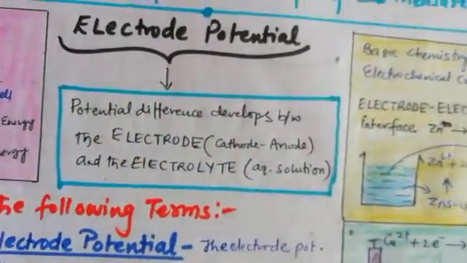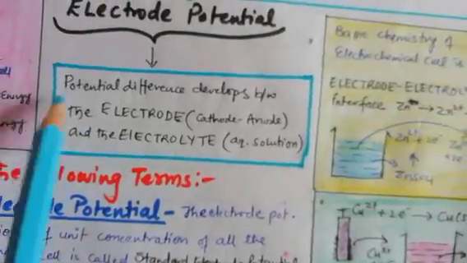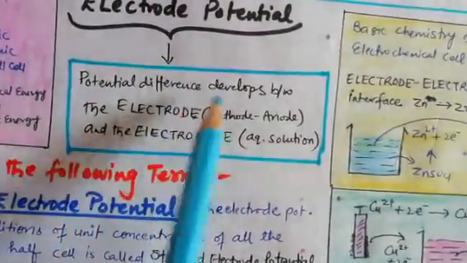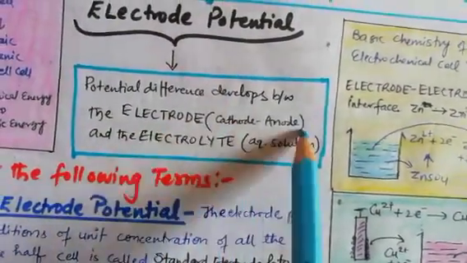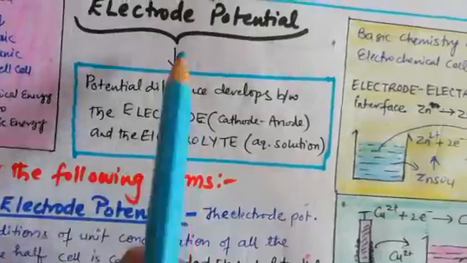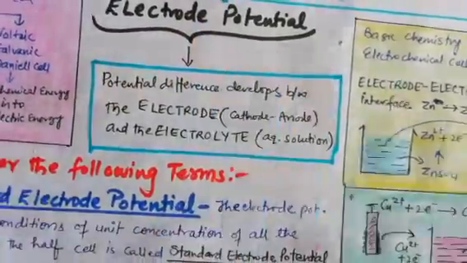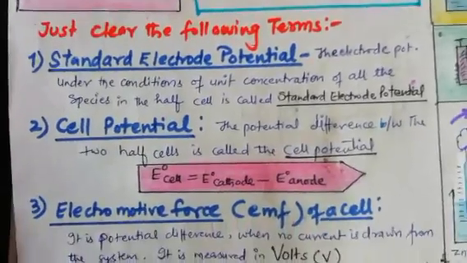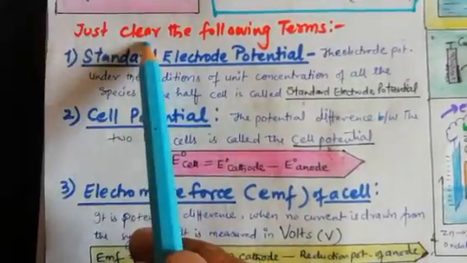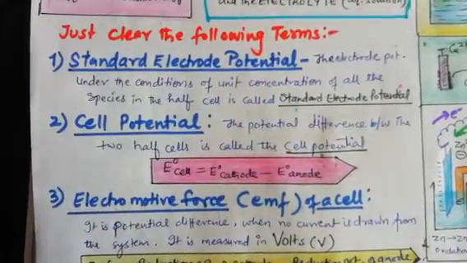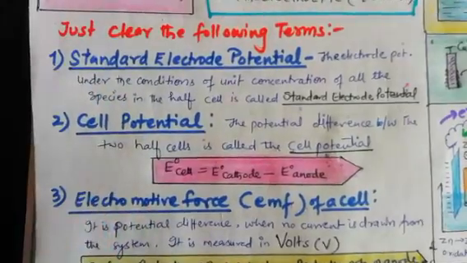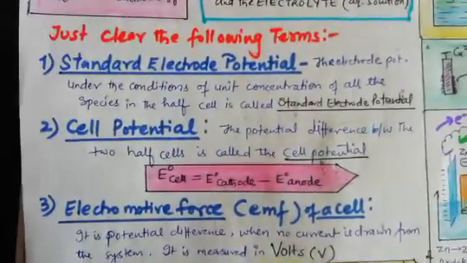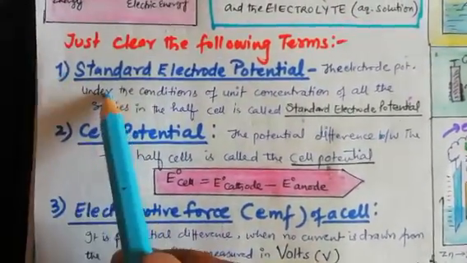So the potential difference developed between the electrode, cathode or anode, and the electrolyte is called electrode potential. Before starting electrode potential, to understand it in a better way, we first need to clear all these terms, because these terms are in your book and the students are getting confused about them. So first is standard electrode potential.